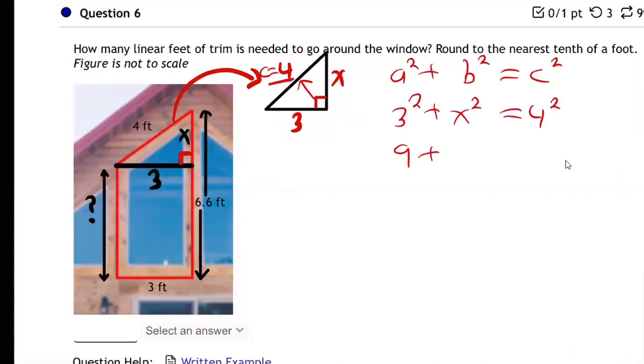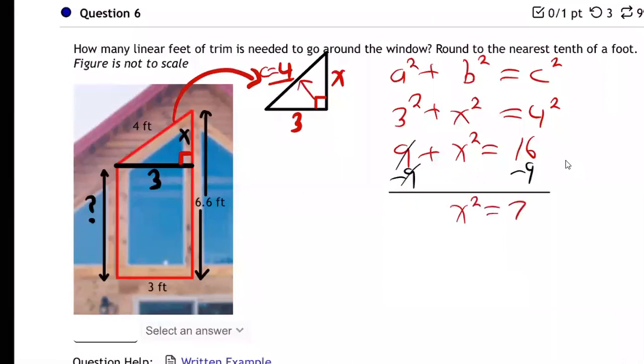And so what's that? 9 plus x squared is 16. You know how to do this. Subtract 9 from both sides. x squared is 7. Root it. x is, hit the buttons on your calculator. I'm getting 2.645.